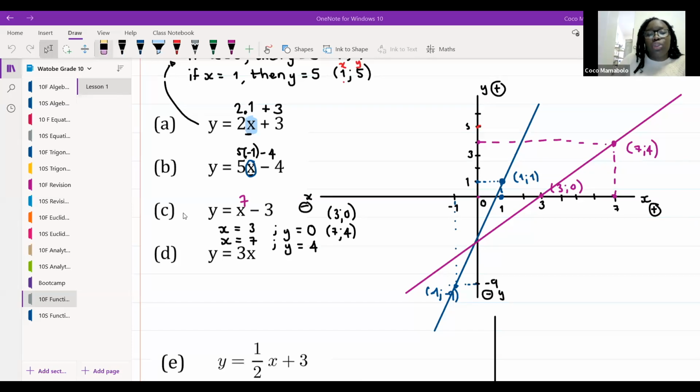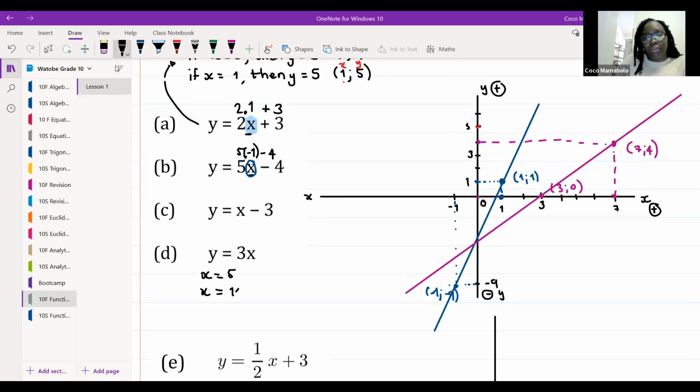Excellent. All right. I want you to pick 2 values for x for question D. Ma'am, can I do 5 and 10? It's 5 and 10. Good. Fine. All right. So we're going to choose x is equal to 5 and x is equal to 10. If x is equal to 5, what will y be equal to? 15. 15, yes. 3 times 5 will give us 15. Okay. Then if x is equal to 10, what will we get? Y will be equal to? 30. 30. Excellent.